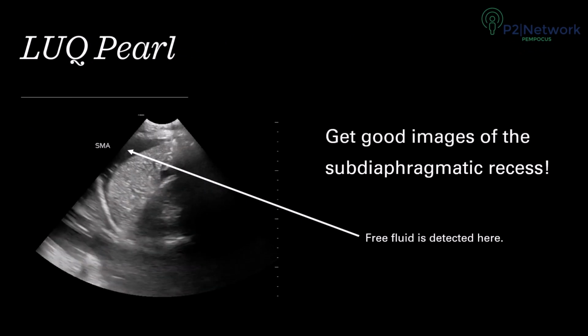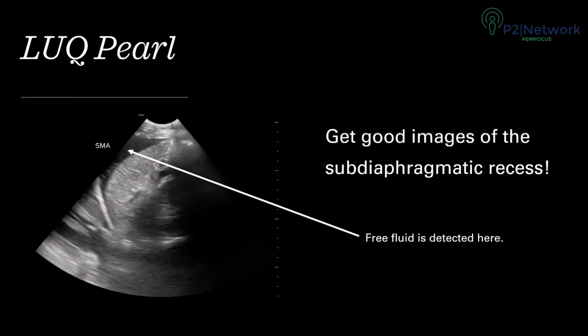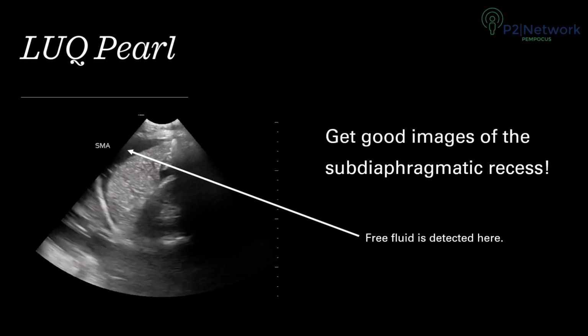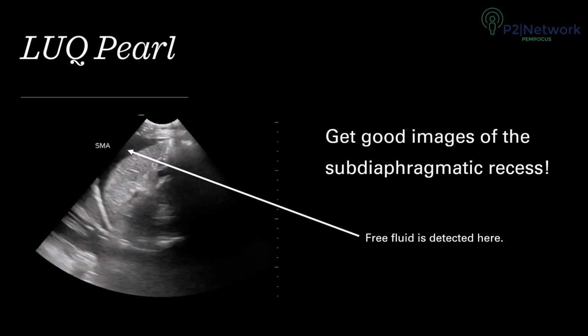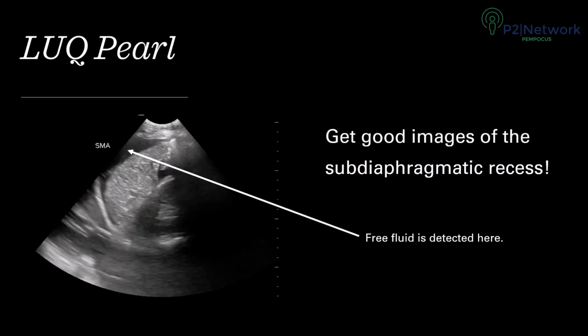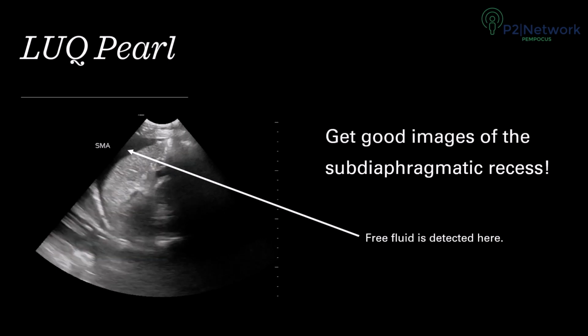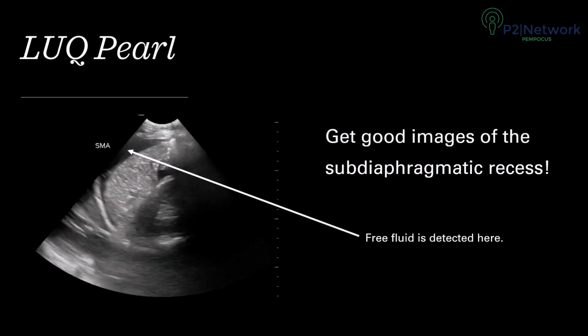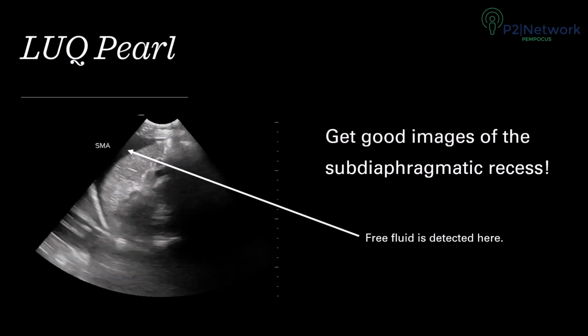In the left upper quadrant, remember that it is more likely to see fluid above the spleen, between the spleen and the diaphragm, than it is between the spleen and the kidney. However, it can be difficult to visualize this area. You can try and have the patient take a breath to move the spleen down.